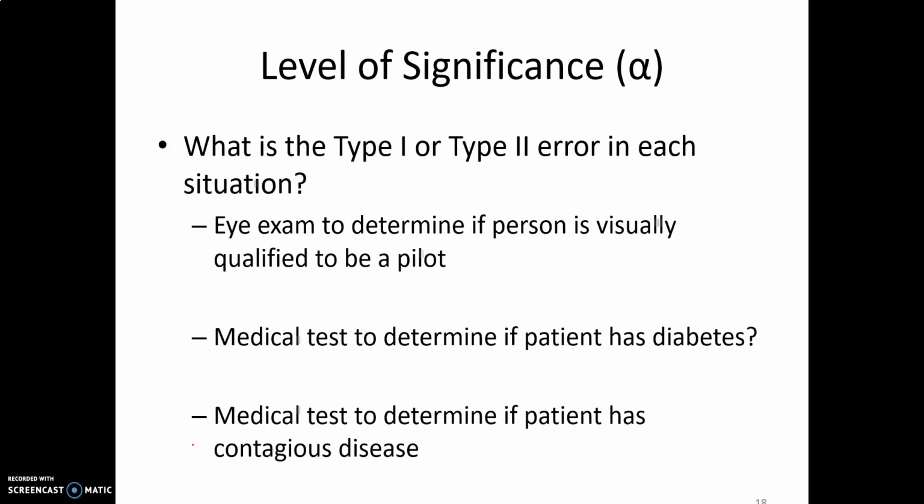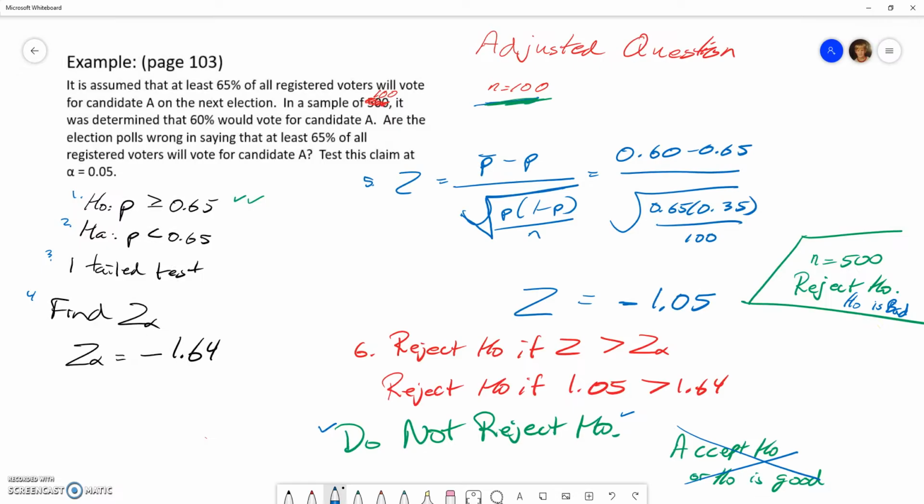So let's look at a couple examples. What's a type 1 error or type 2 error in each of these situations? We're going to look at this first one, the eye exam, to determine if a pilot or a person is visually qualified to be a pilot. Let's go on to a whiteboard to draw this out and list out the different types of errors that we could make.